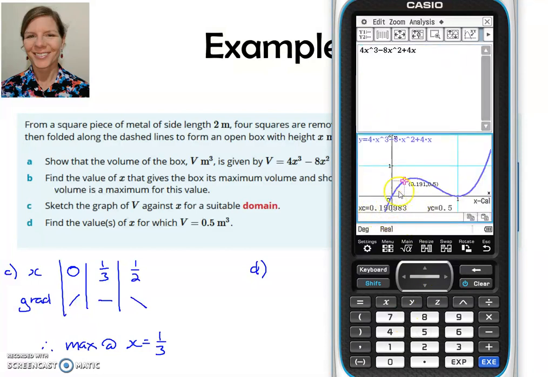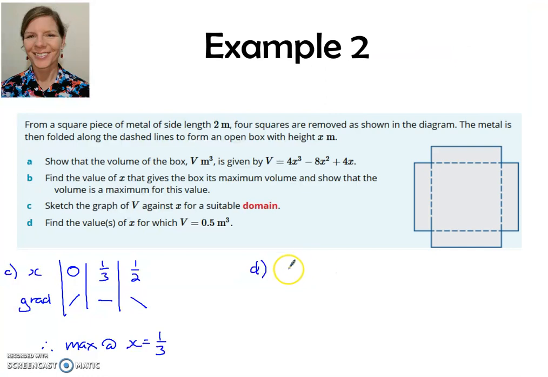So the first one we get here is 0.19. That's okay. We should be able to see that as we go over here, there's going to be another one. So we look at that, and we get 0.5 as well. So 0.19 and 0.5. So x is 0.19 or 0.5 in meters. And that finishes off that question for you.